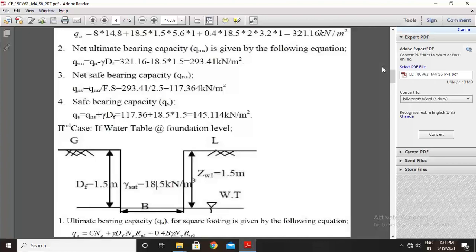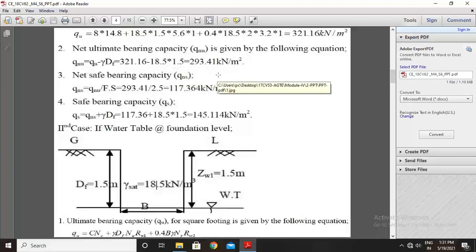The next step, net ultimate bearing capacity is given by the equation QNU equal to QU minus gamma into DF. Now substitute the value in this equation. Here QU is 321.16 minus gamma is 18.5, DF is 1.5 meters.